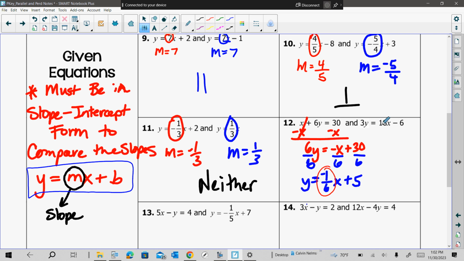But this other equation is not solving for y either. The y is not by itself. The y has a coefficient of 3. So I have to divide everything by 3. Y equals 6x minus 2. So this equation has a slope of 6. It's perpendicular. Yes, it is perpendicular.